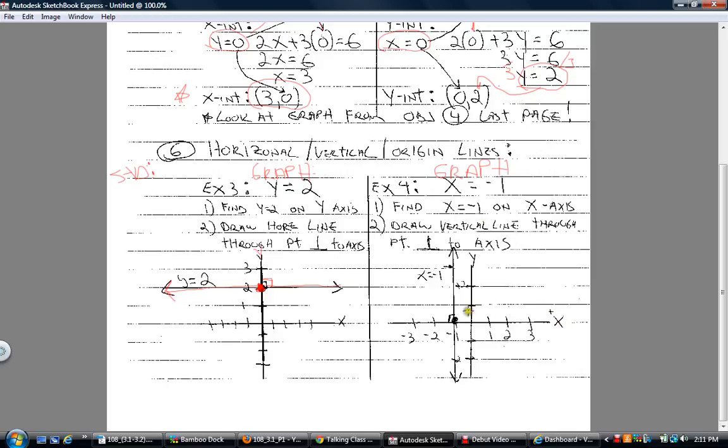Find it on the x-axis. Here's the origin. Here's 0. There's -1. And now you turn around, follow the point, and draw a vertical line, or just draw a line through the point perpendicular to the axis. If you think about that, perpendicular means forms 90 degrees. That would force you to draw a vertical line. And there you go. That's the line for x equals -1.